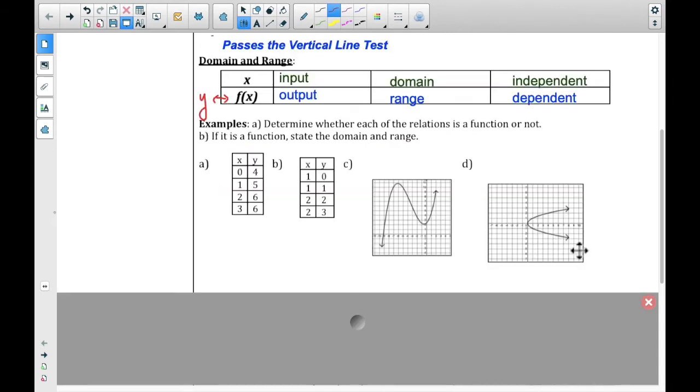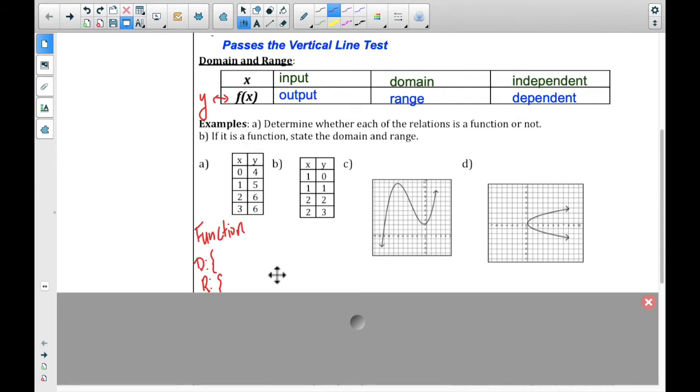All right, so now that we've talked about that, let's talk about what is a function and what is not a function. Take a minute to look at these two tables. One of them is a function, one of them is not a function. Can you discern which one is which? All right, the first table is a function.